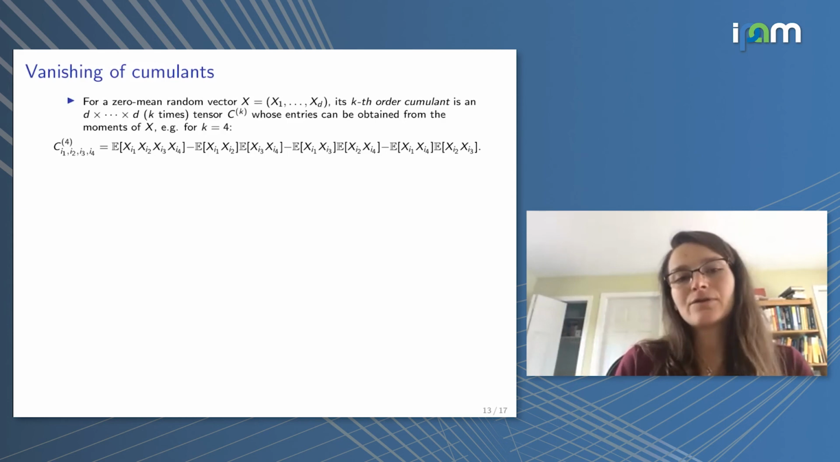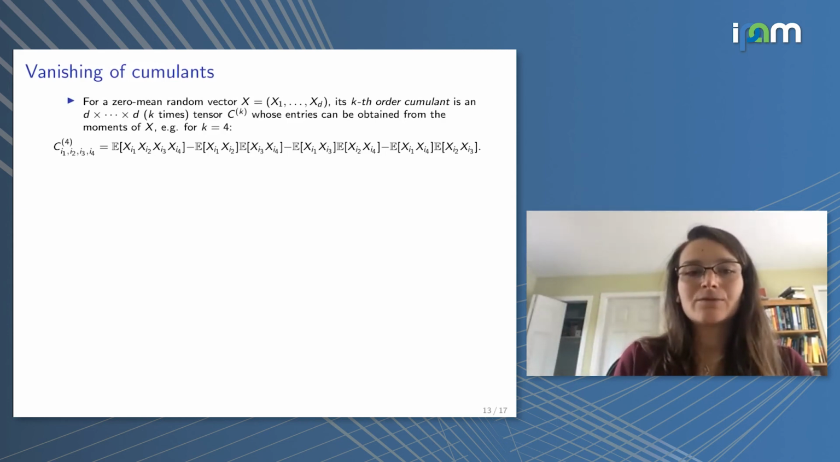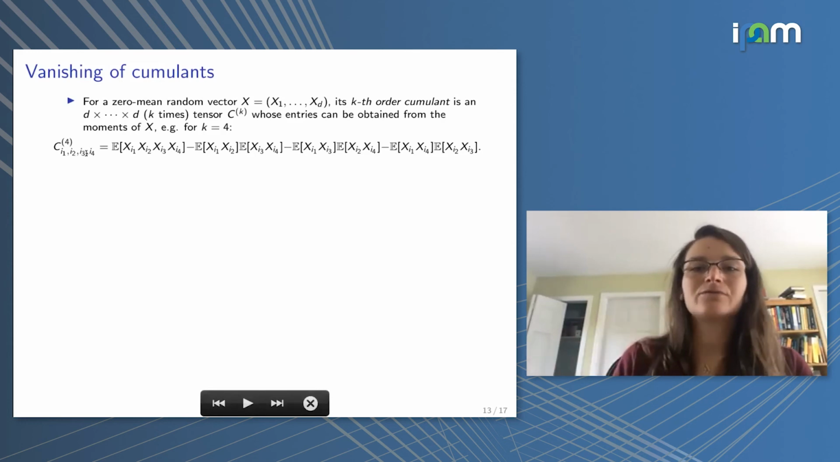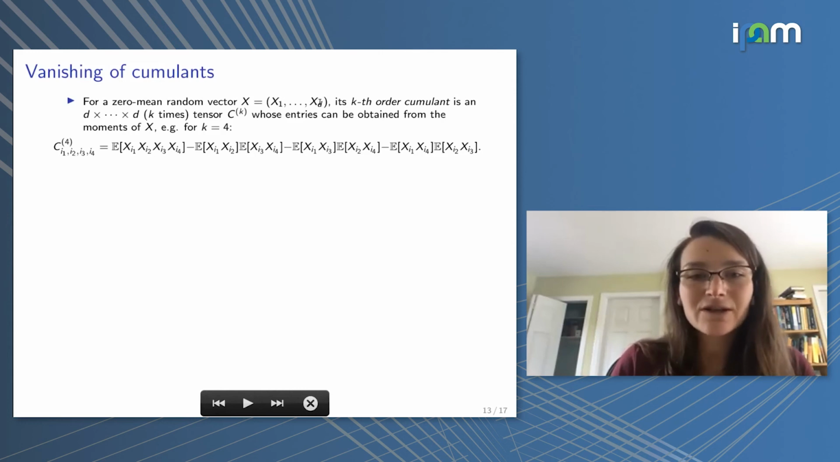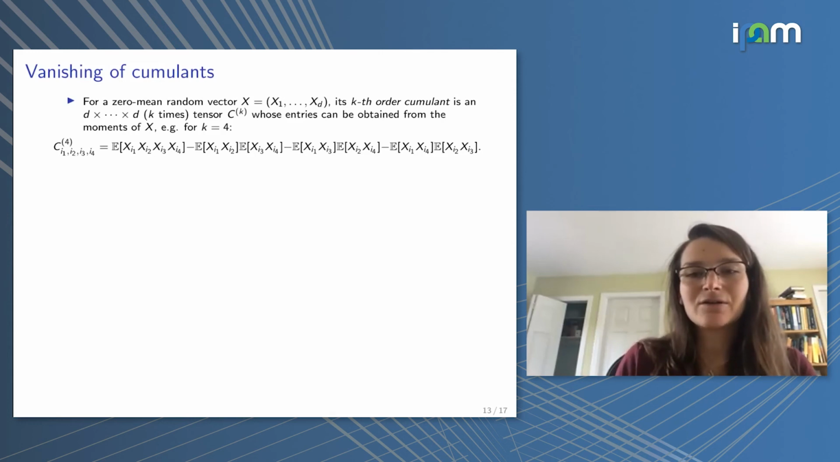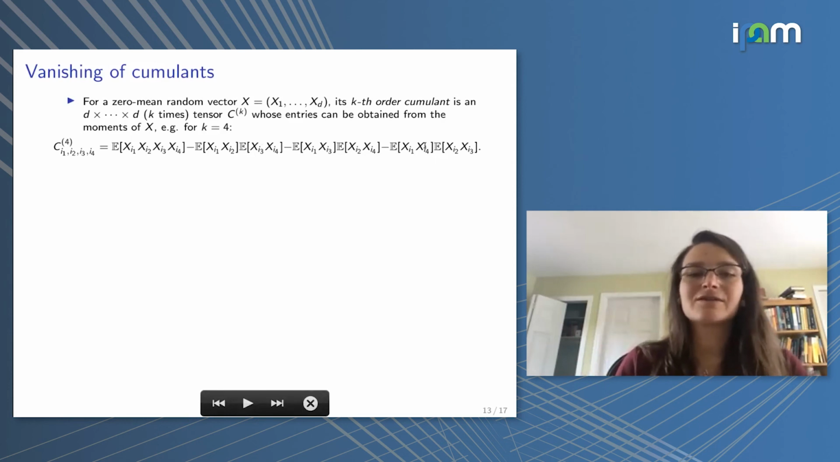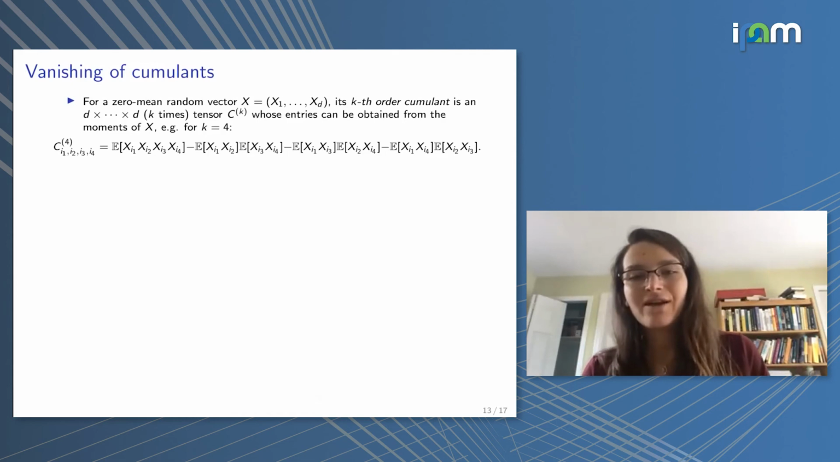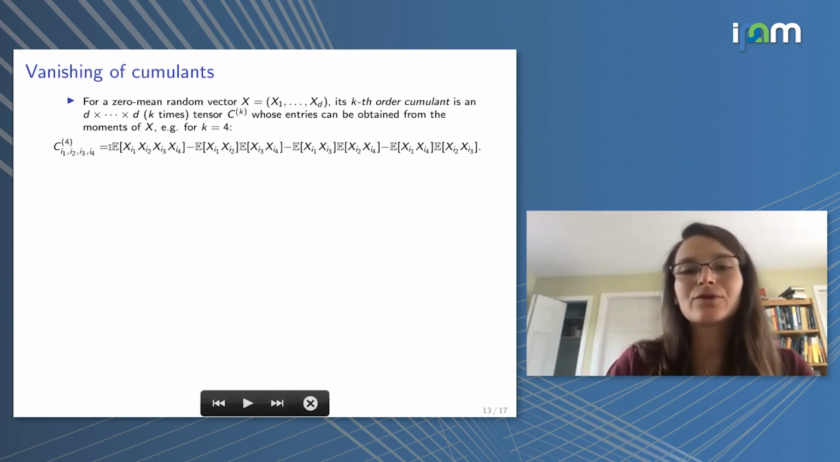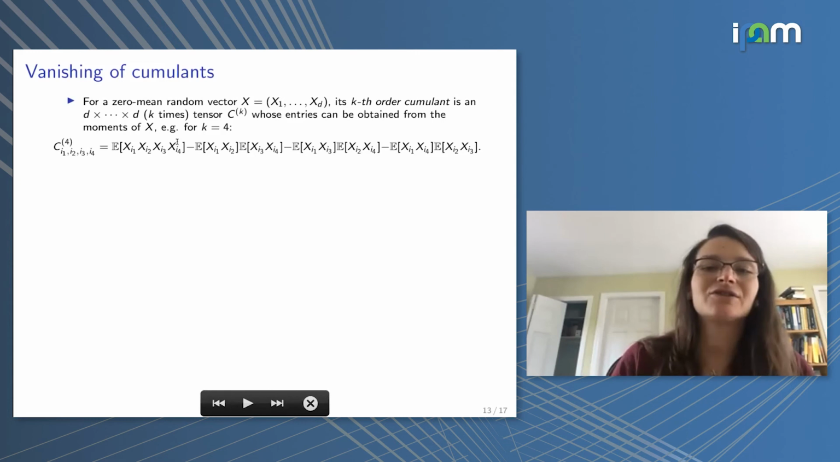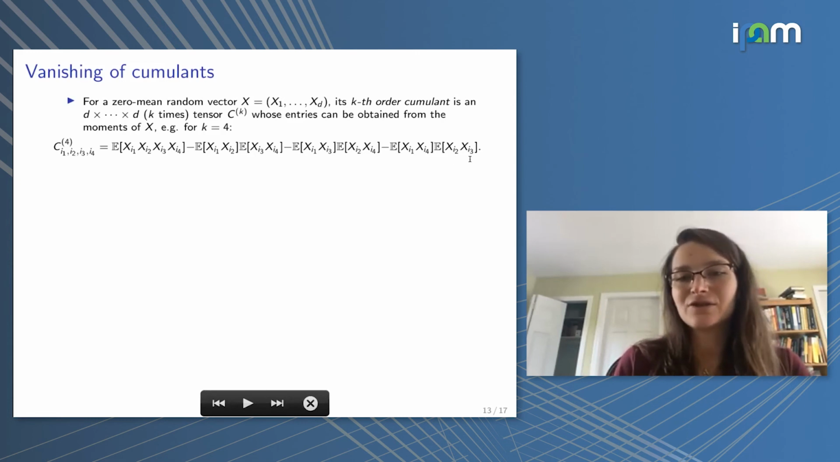But for the fourth cumulant, the tensor looks like this. So it's an order 4, d by d by d by d tensor. D is the number of entries of the vector, and it can be obtained by taking the moment and then subtracting some products of second moments. And if you look at this for a Gaussian, this is 0 because its fourth moment is actually a function of the second moments. It's exactly this function.